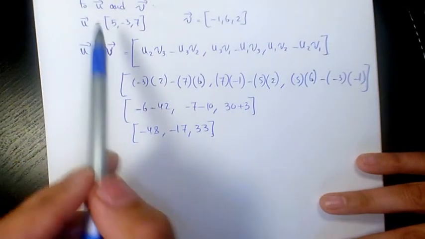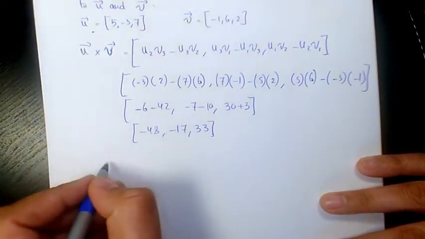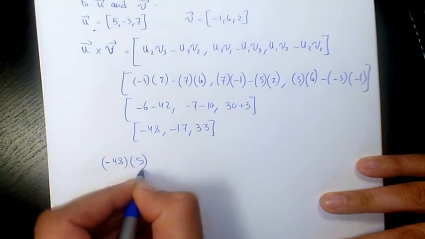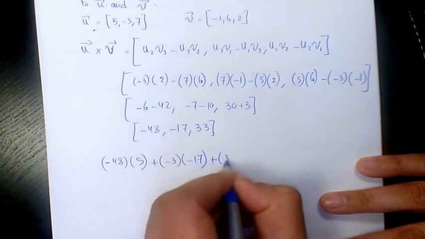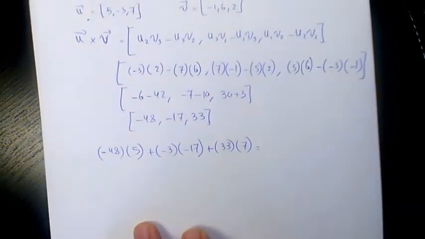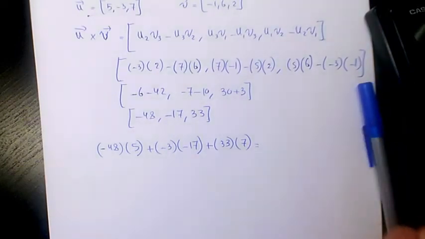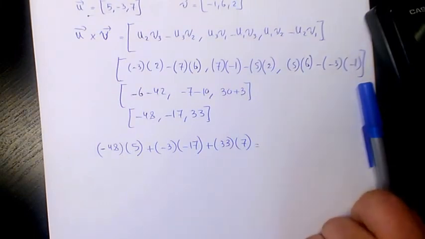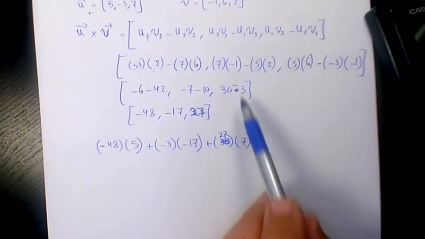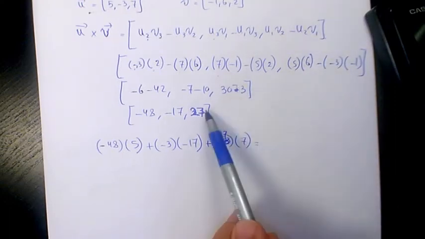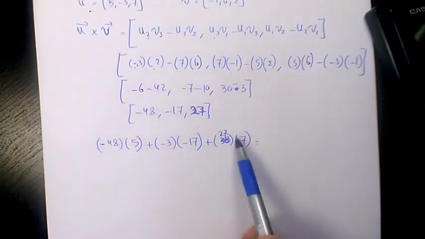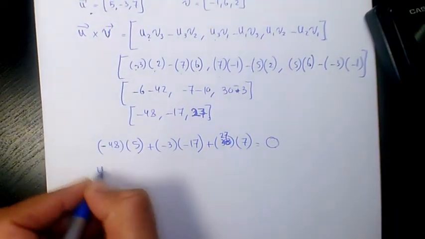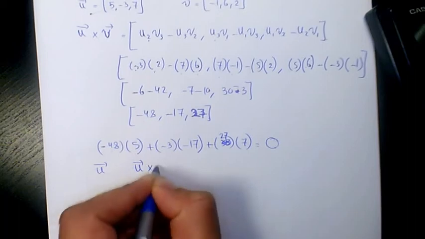So it says find out if it's orthogonal to u and v. So it's going to be negative 48 times 5 plus negative 3 times negative 17 plus 33 times 7. When you correct it, instead of plus it has to be minus. So the answer is 27. So negative 48 times 5 minus 3 times negative 17, 27 times 7 is going to be 0. So it means that u is orthogonal to u cross v.